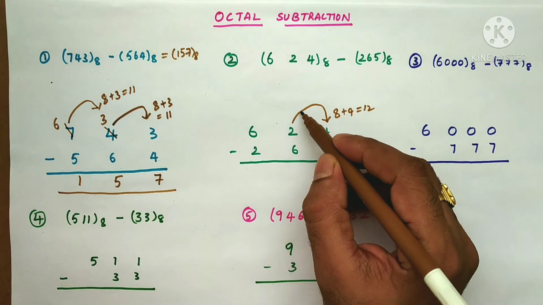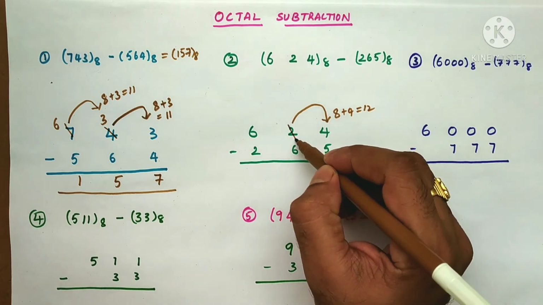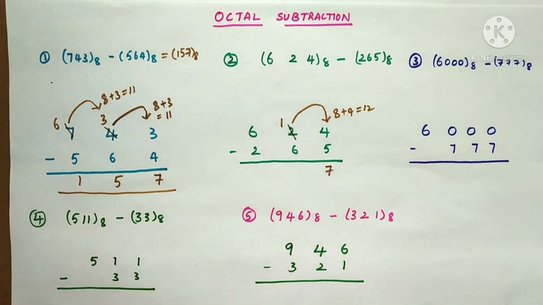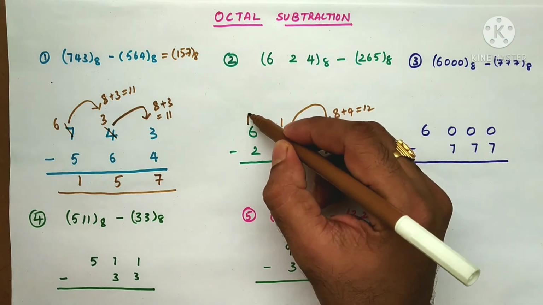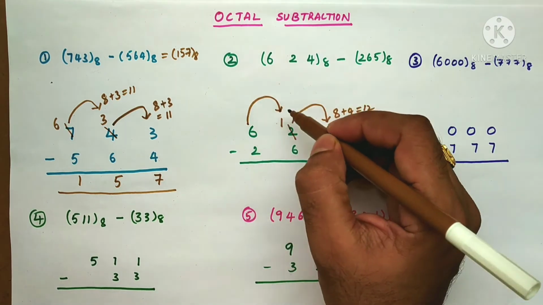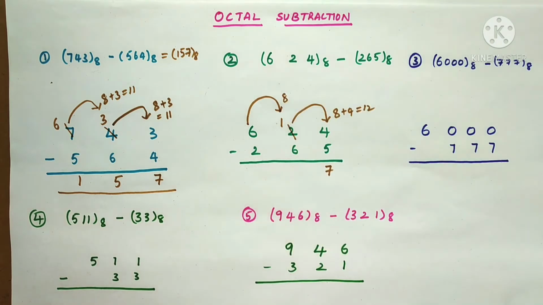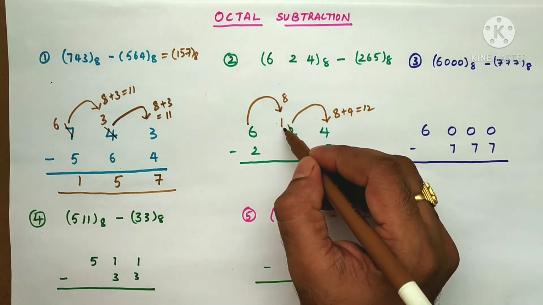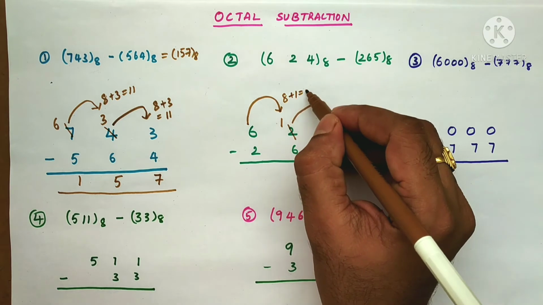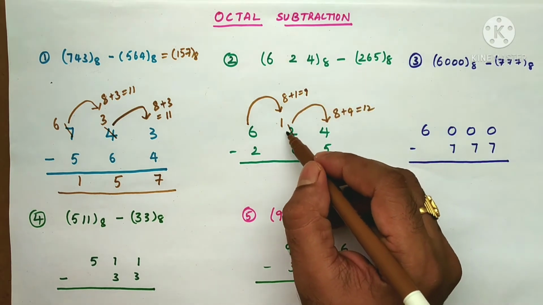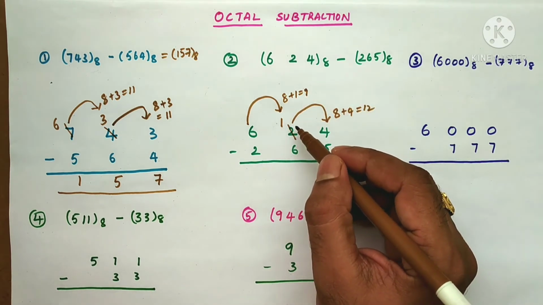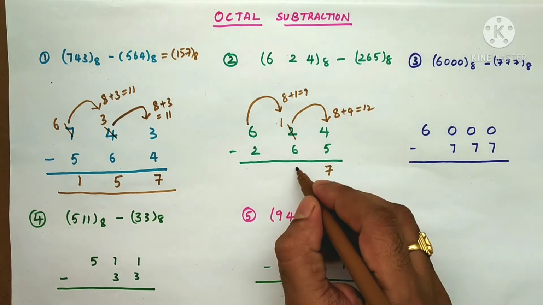ఇక్కడ నుంచి ఒక borrow మనం ఇచ్చాం కాబట్టి 4 కి the value here will be 1. So 1 minus 6. It's not possible. So you have to get borrow from 6. Borrow means 8. Why? Because it is octal number system. Already 1 is here. So 8 plus 1 equal to 9 is the value here. So 9 minus 6 is 3.